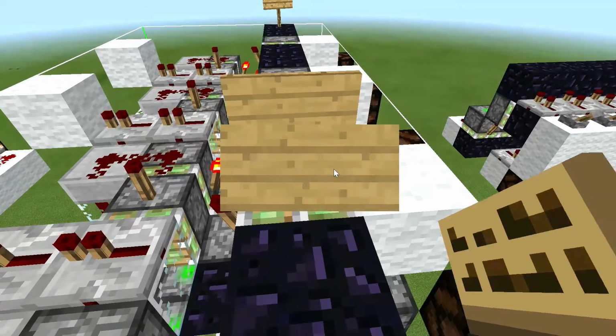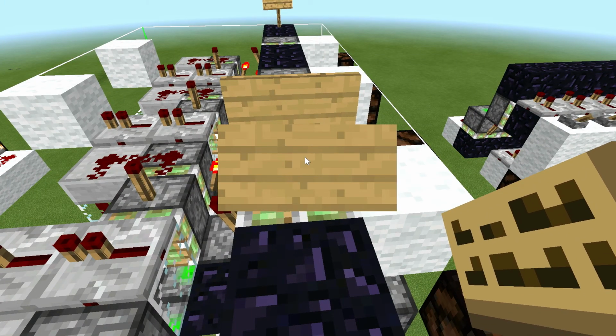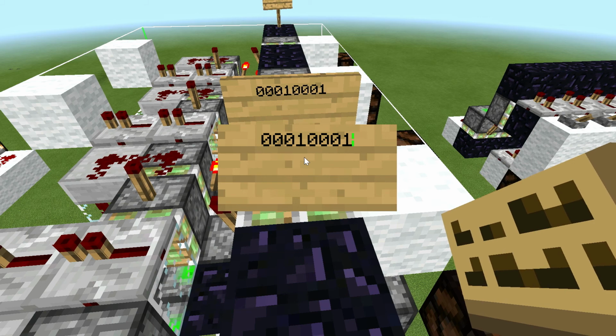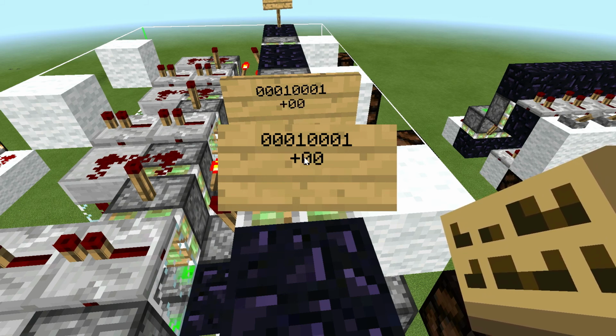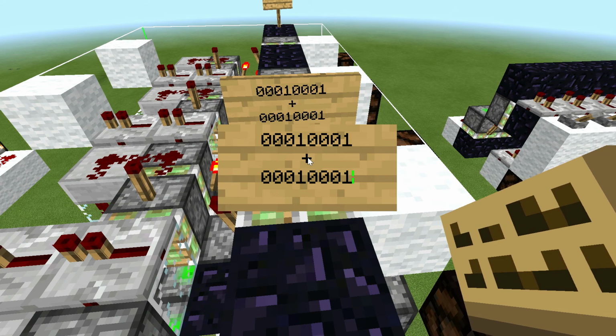Let's, for example, go over that same mathematical equation, 17, which is going to be 0, 0, 0, 1, 0, 0, 0, 1. And then we're going to add the same number, so 0, 0, 0, 1, 0, 0, 0, 1. And that is 17 in binary.